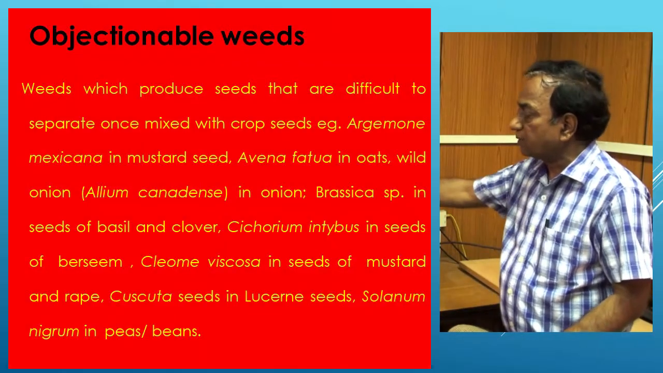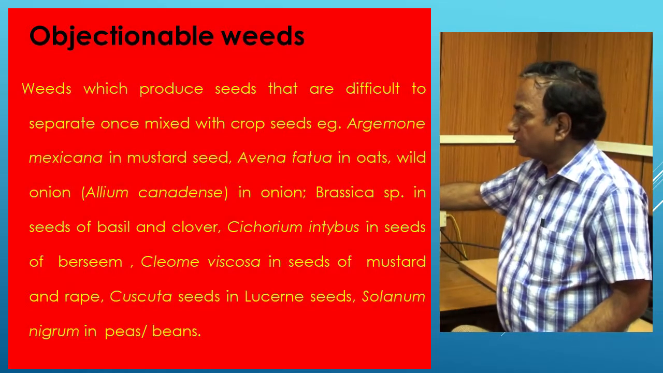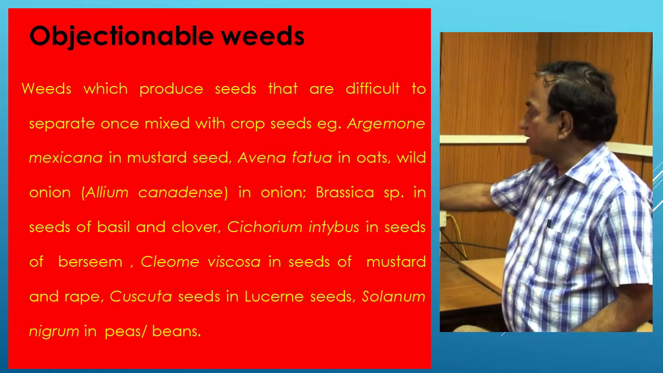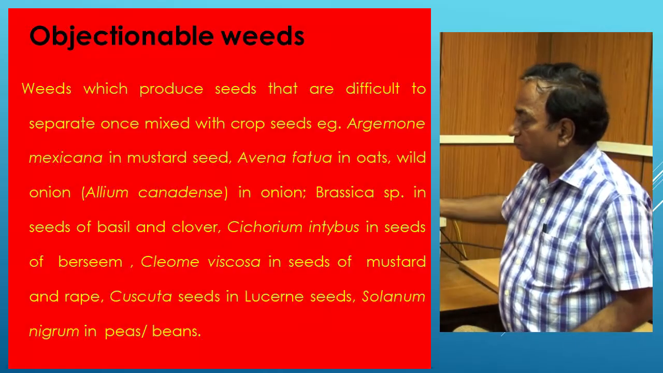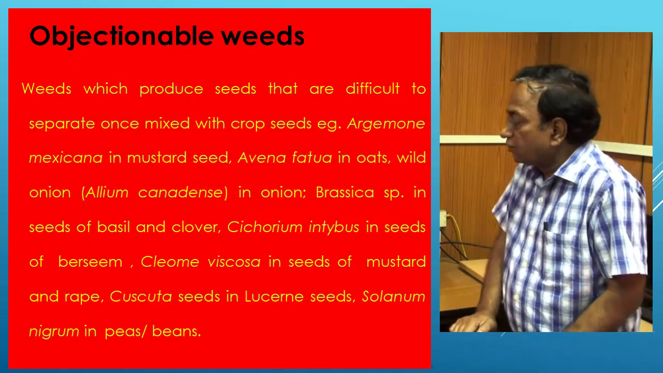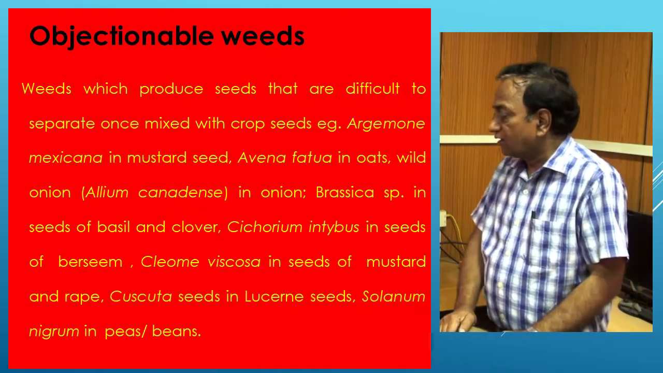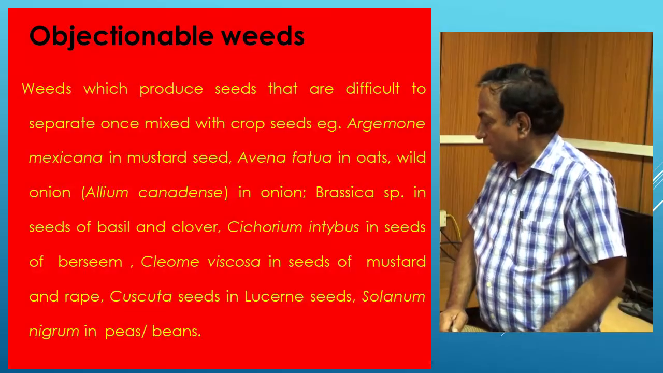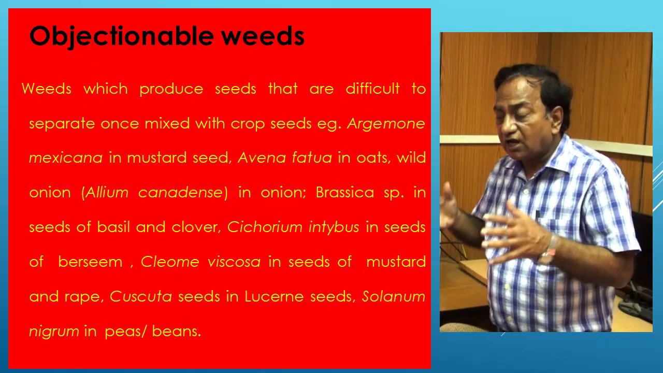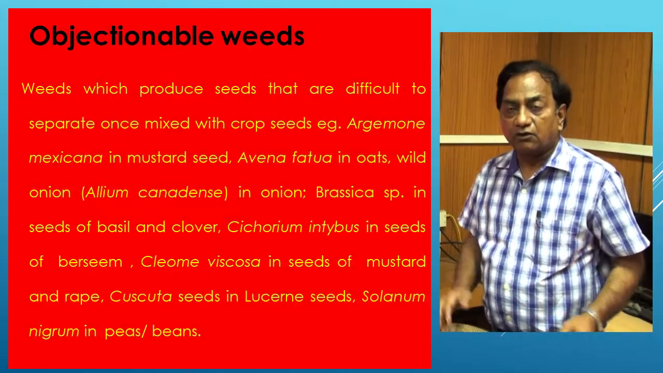For example, Argemone mexicana in mustard, Avena fatua, wild oat, in oat, wild onion in onion, Brassica species in seeds of berseem and clover, Cichorium intybus in seeds of berseem, Cleome viscosa in seeds of mustard and rape, Cuscuta seeds in lucerne seeds, Solanum nigrum in peas or bean. So these are the objectionable weed seeds which get mixed with the crop species.